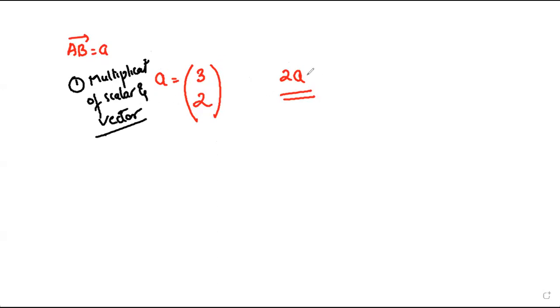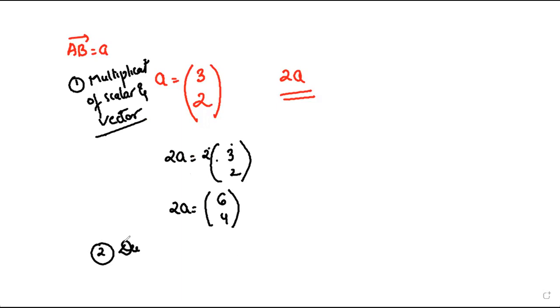So A is 3 comma 2. So twice of A will be 2 times A will be 2 times of 3 2. So I'll multiply 3 times 2 is 6 and 2 times 2 is 4. Multiply with every, right? Multiply with this as well. So this is your 2A. So you have to multiply with your x value as well as you have to multiply with y value.